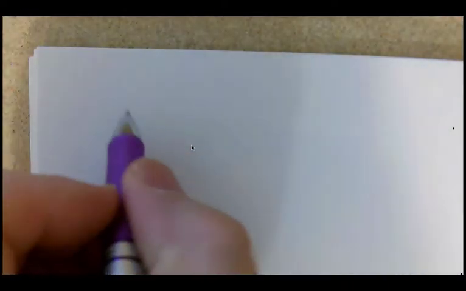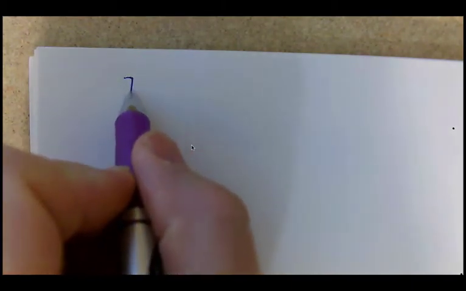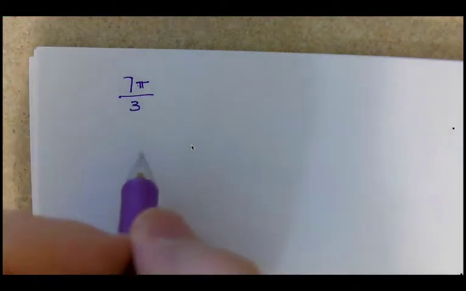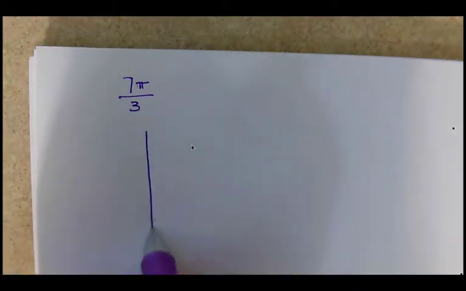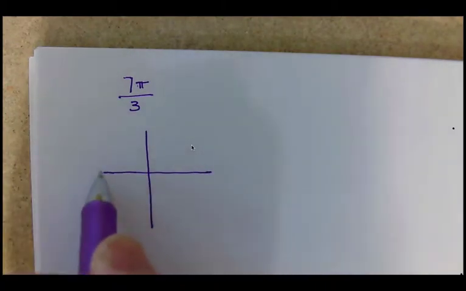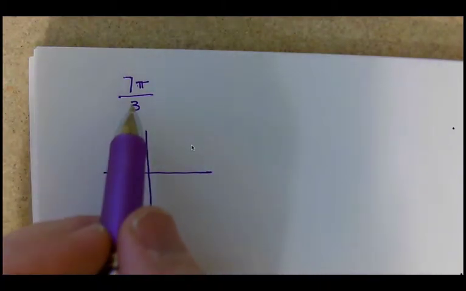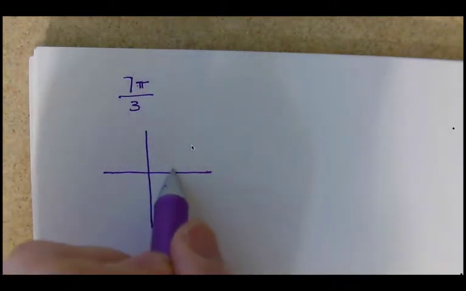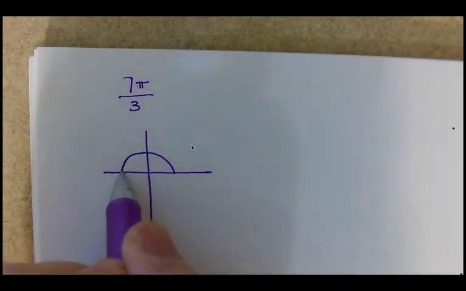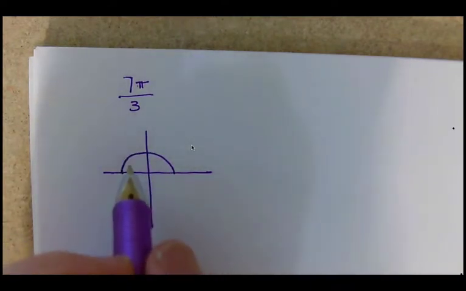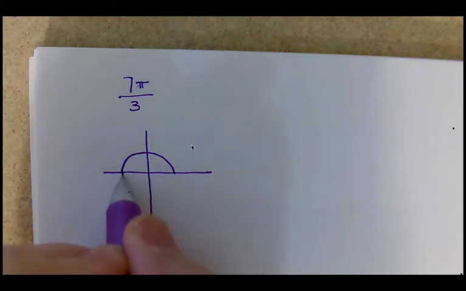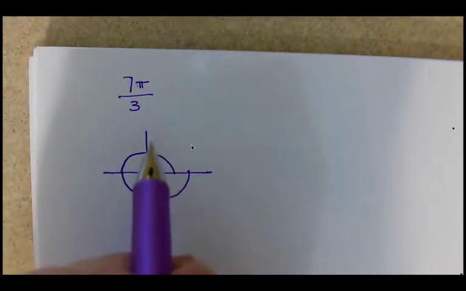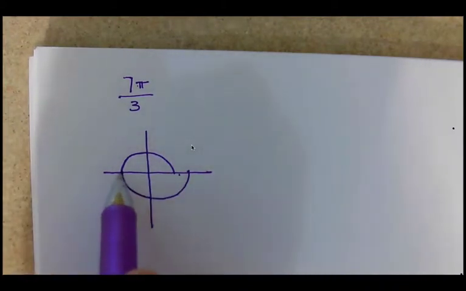If I have 7 pi over 3, and I want to do it on a unit circle, the first thing I'm going to do is write my unit circle. We know that 3 goes around. Start here, we get to here, we're at 3 pi, correct? Get over here, we're at 6 pi. How did I know from here to here was 3 pi?